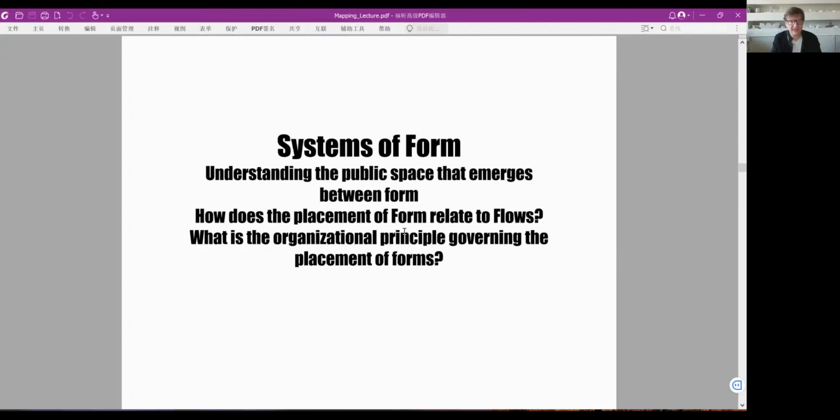Systems of form: understanding the public space that emerges between form. How does the placement of a form relate to flows? What is the organizational principle governing the placement of forms? So this is what I've just said, it's so important to understand not only the buildings and the space between the buildings, but also the flow between the buildings, because you want to be right about your entrance and the exit of your buildings. That it fits into the system and it's not turning its back to the system, but it's inviting and part of the system. Next one, please.